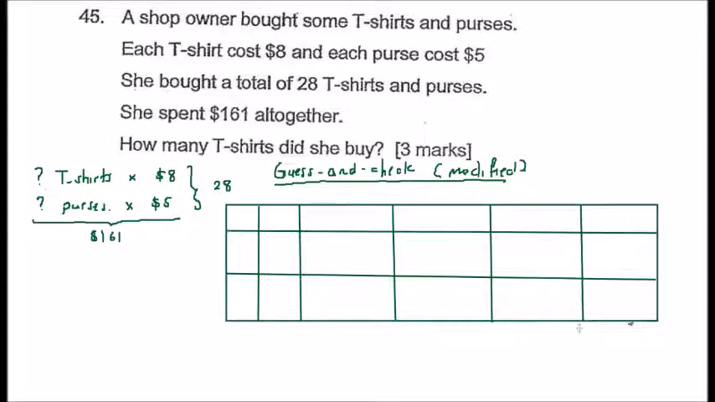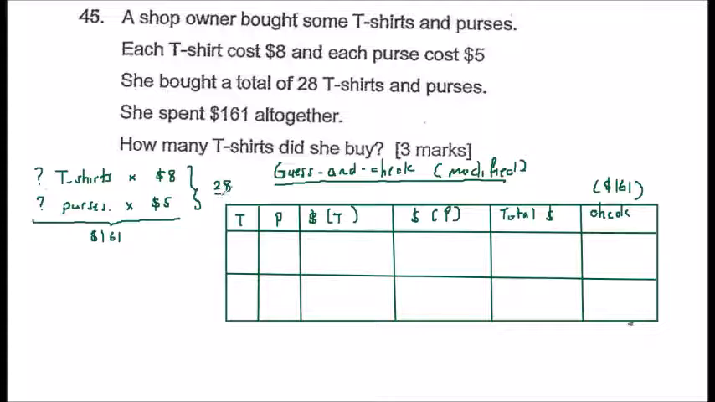So how do we fill in the columns? We have two different objects here. One is t-shirt, one is purse, so I can just write down the short form. Then after that it will be the cost of all the t-shirts, and the cost of all the purses. Then we have the total cost, and we need to check whether the total cost is the same as this $161.